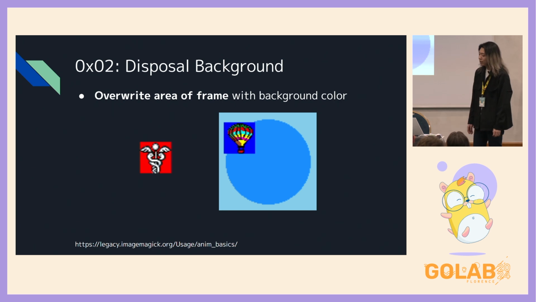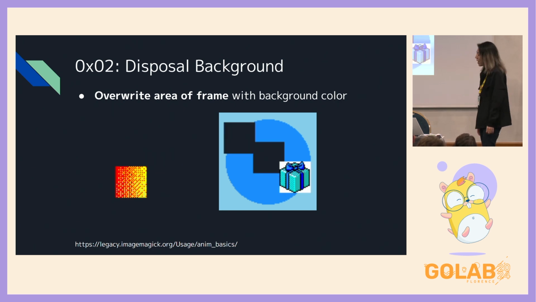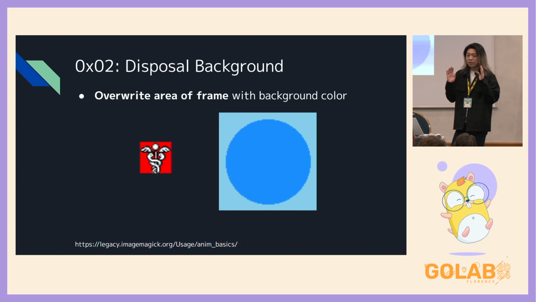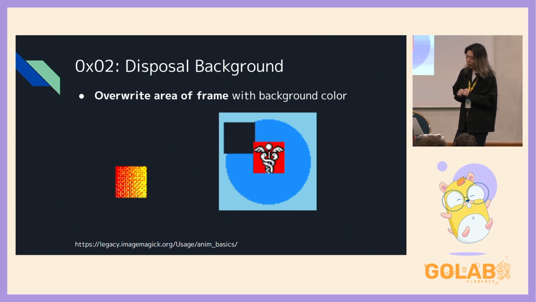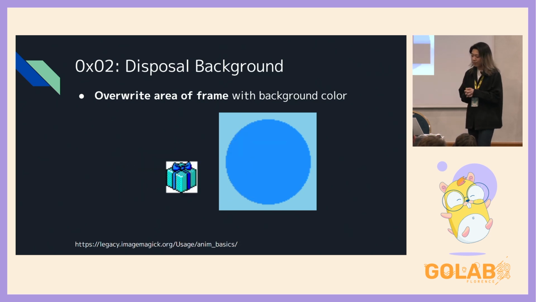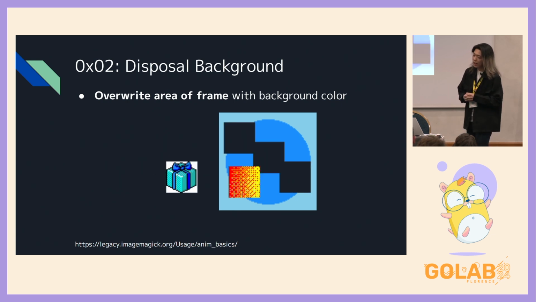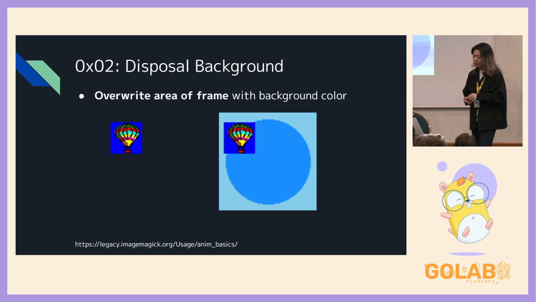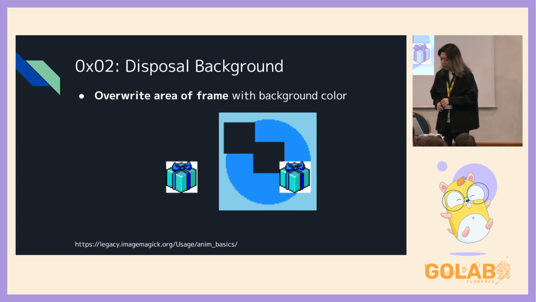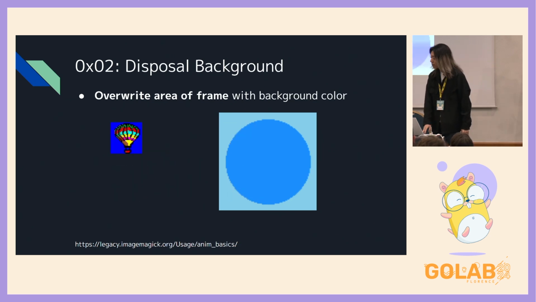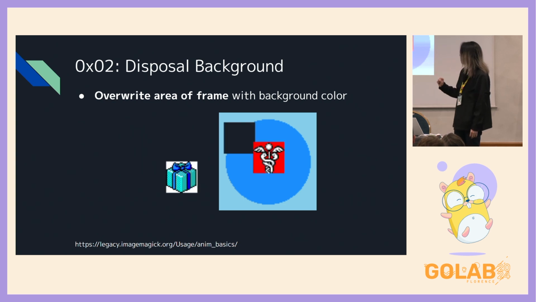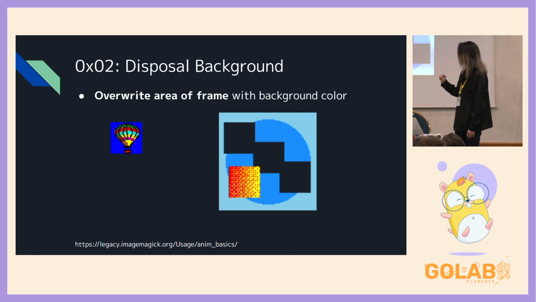And the next one is disposal background. This method overrides the area of the frame with a background color after rendering. So it ensures that any areas of the frame are replaced with a background color. You can see the exact rendering process here.